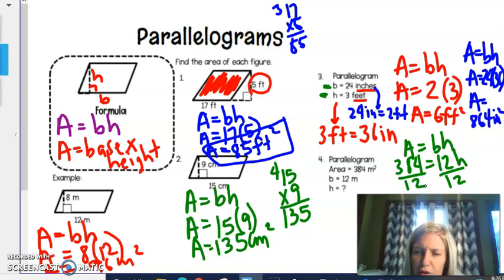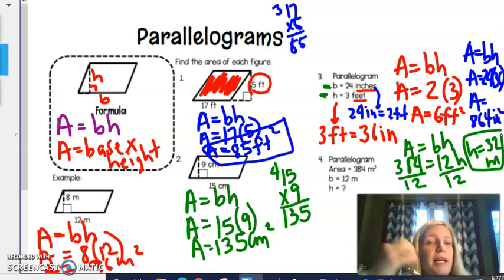And 12 goes into 384, again, for lack of time here, divided by 12, you're going to get 32. So my h is 32. And your units are going to be meters.